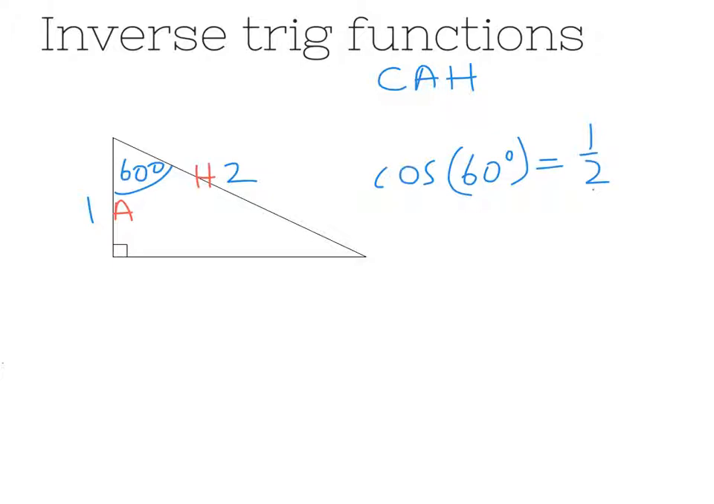We can take the side ratio and find the angle by using the inverse cos function. The inverse cos of a half equals 60 degrees. The inverse function takes the side ratio and gives us the angle.